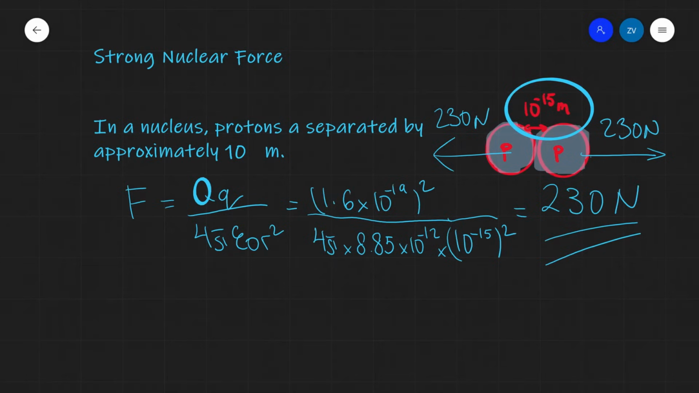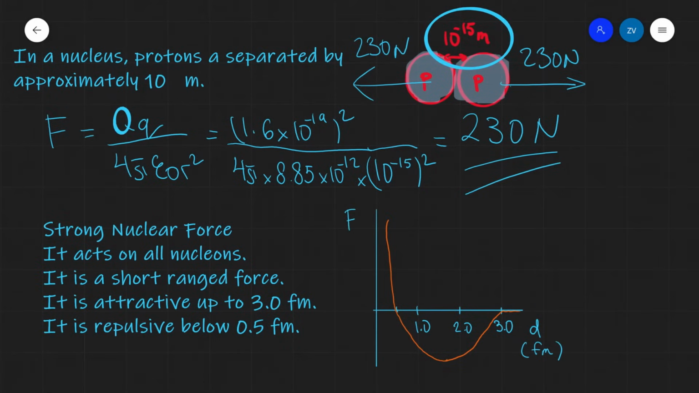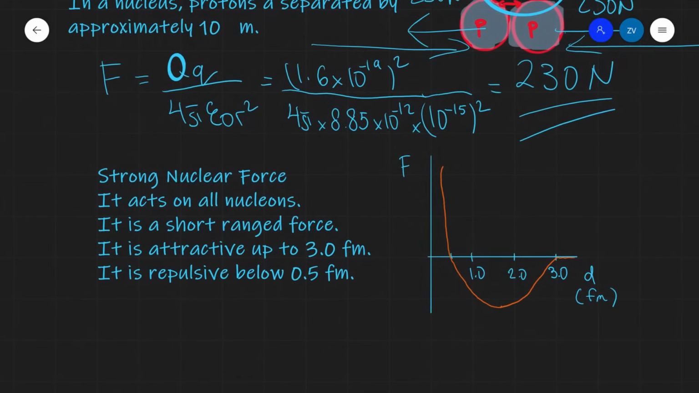Let's have a look at the properties of the strong nuclear force. The very fact that matter exists means that there has to be a much stronger force which is opposing that Coulomb repulsion, and it's keeping the nucleus together. Here comes the strong nuclear force. A couple of facts. It acts on all nucleons, so that's protons and neutrons. It is a short-range force.